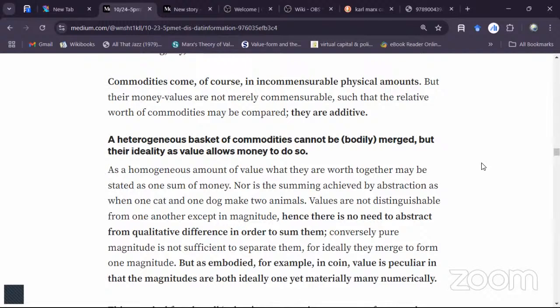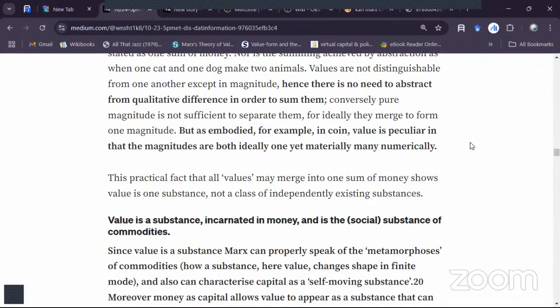Nor is the summing achieved by abstraction as when one cat and one dog make two animals. Values are not distinguishable from one another except in magnitude. Hence, there's no need to abstract from qualitative difference in order to sum them. Conversely, pure magnitude is not sufficient to separate them, for ideally they merge to form one magnitude. But as embodied, for example, in coin or in dogs and cats, value is peculiar in that the magnitudes are ideally one, yet materially many numerically. This practical fact that all values may merge into one sum of money shows that value is one substance, not a class of independently existing substances.